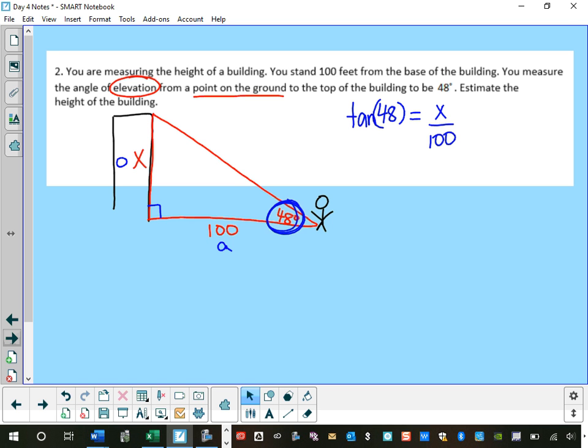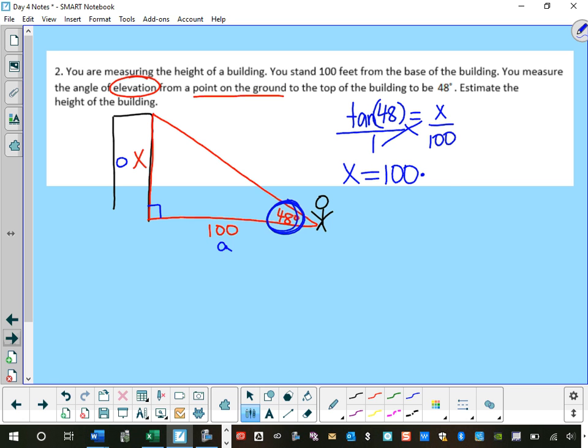All right, so when I divide by 1 and I cross multiply, x equals 100 times tan 48. So Diana got, the building is 111.1, what was it?